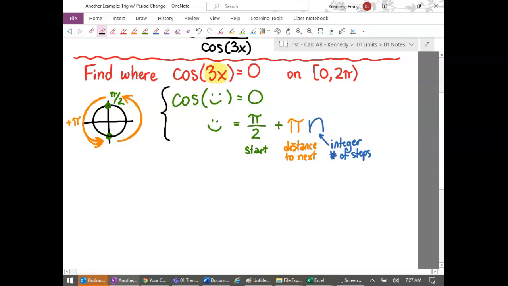This has been the trig part. We took care of the cosine, and we found infinitely many solutions for smiley face. I know I haven't forgotten about this 0 to 2 pi, but it doesn't matter right now. We're going to come back to that. So we've taken care of the trig, and so I'm going to go back and replace this smiley face with what it was standing in for, which was the 3x. The smiley face just allows my brain to focus on the trig before we start dealing with that 3 that's causing trouble.